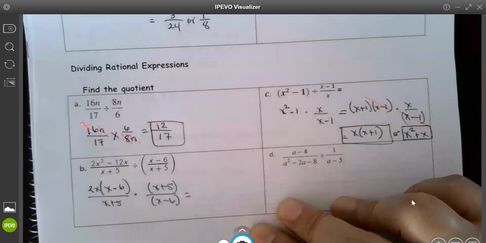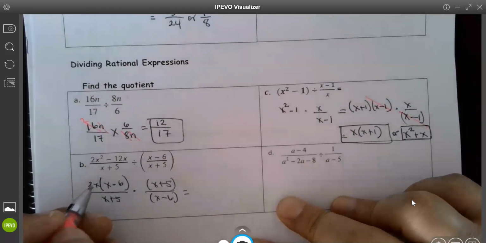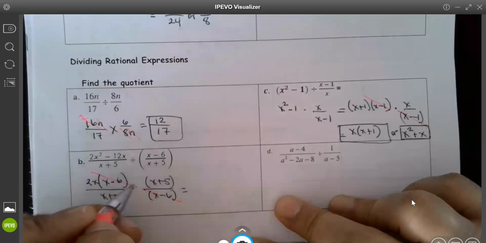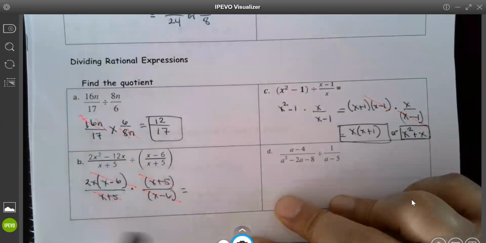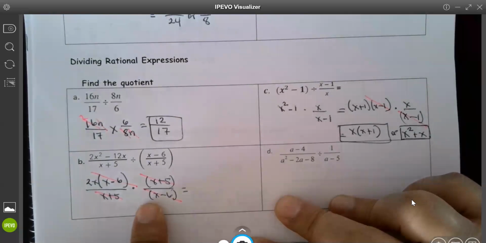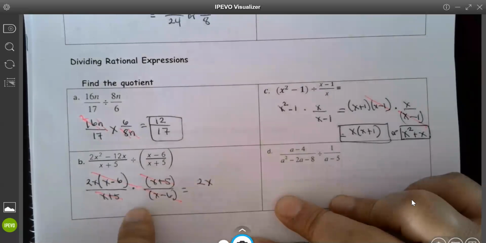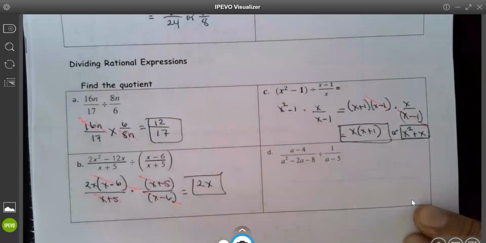And then you're going to cancel terms that are the same. x minus 6 and x minus 6 will cancel out. x plus 5 and x plus 5 will cancel out. Check what is left in the numerator. It's only 2x. So 2x over, there's nothing in the denominator, so that is your final answer.